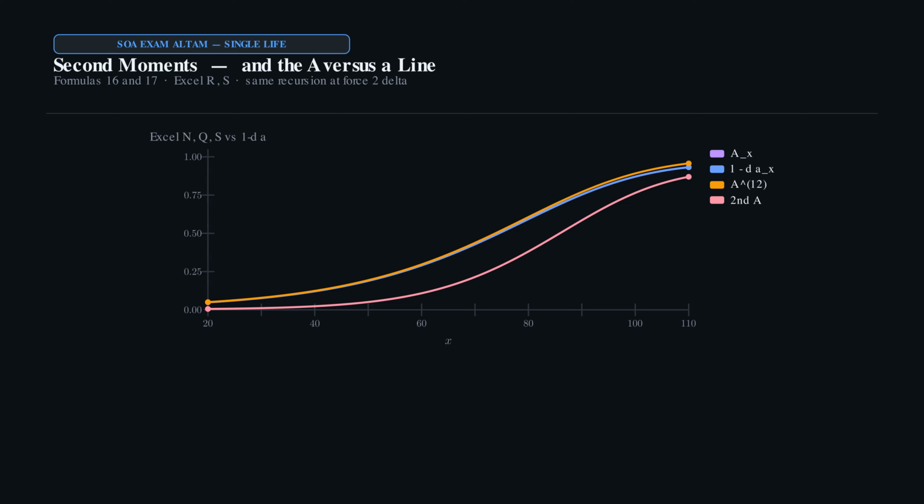That is all 17 formulas from the single life tab: survival, radix, pure endowments, backward annuities, Woolhouse, insurances, and second moments, with every number taken from this spreadsheet.